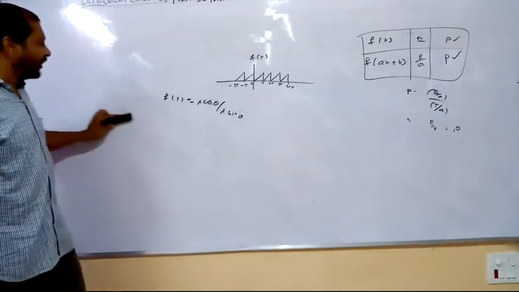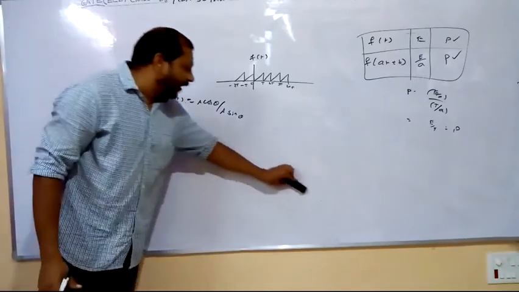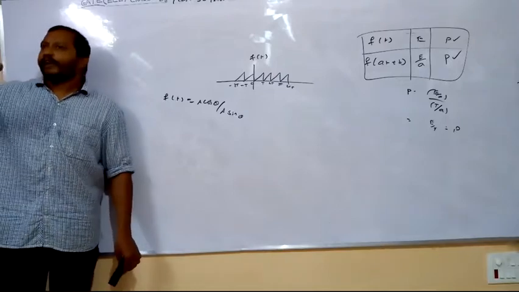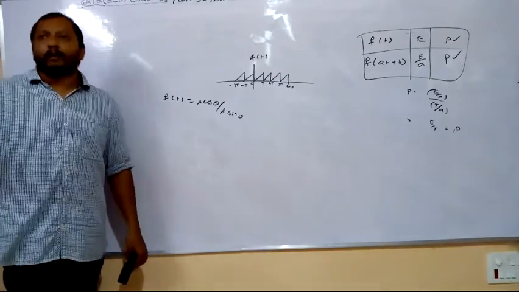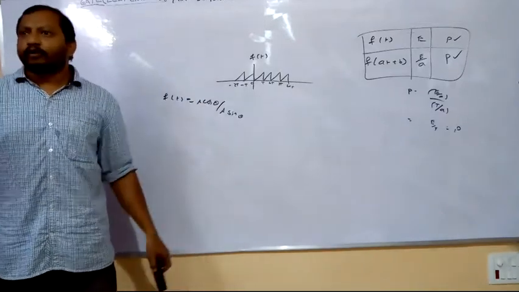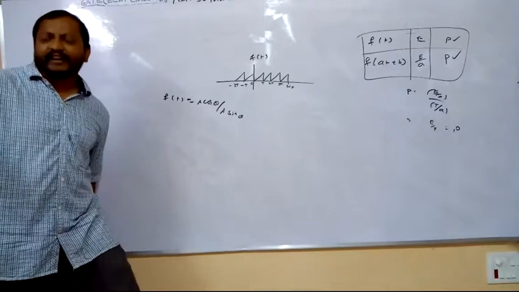Depending on the final value, we can estimate whether this is a power signal or an energy signal. This value always lies between -1 and 1. So as t tends to infinity, it should be some finite value only. It may not go to infinity.